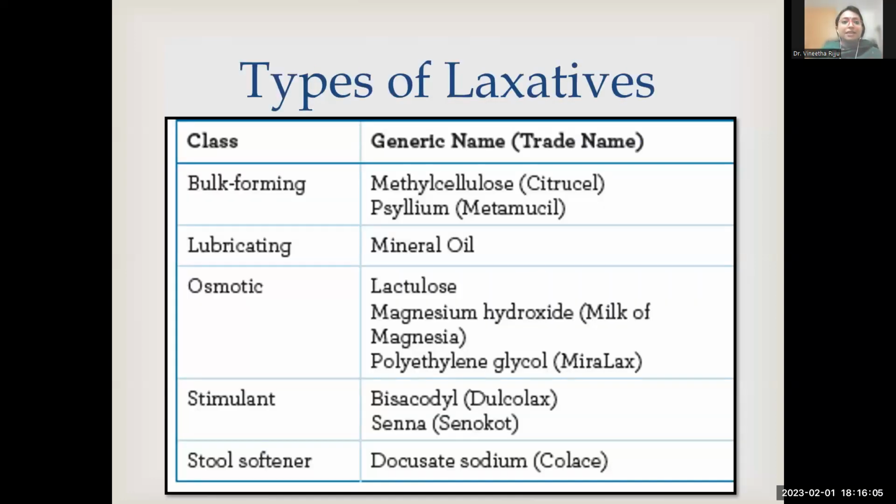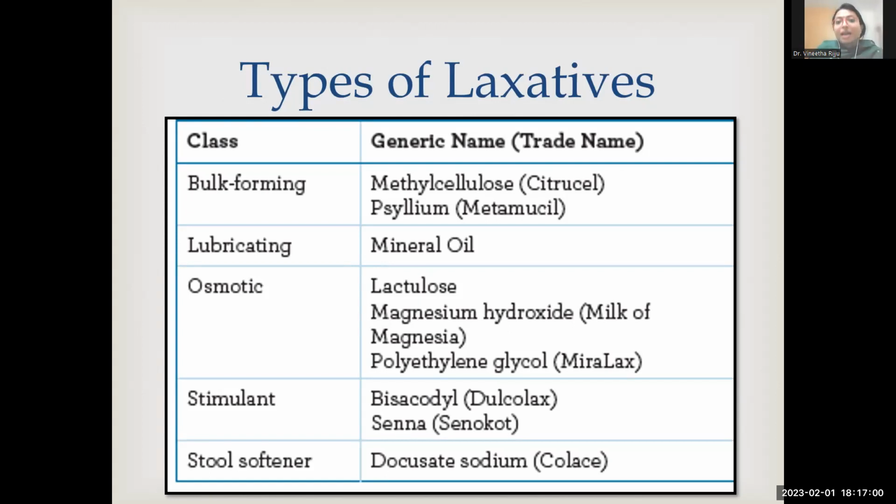So coming to the types of laxatives, you have bulk forming laxatives, lubricating laxatives, osmotic laxatives, stimulants, and stool softeners. These are all different types of laxatives, and they have different actions. A bulk forming laxative basically increases the bulk of the fecal mass, which in turn stimulates the forward propulsion of the fecal mass. A lubricant helps an easy motion. Osmotic is when there is absorption of water into the intestines, and this helps to make the fecal mass a bit more loose and helps evacuation.